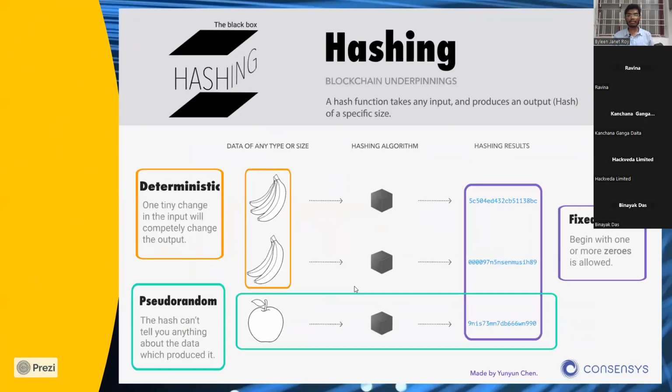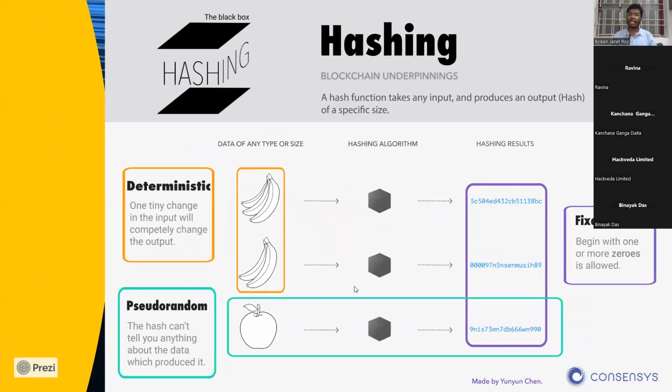This is an example of hashing. Let me take some input of any data type. It may be a banana. It is deterministic: one tiny change in the input will completely change the output. That is known as deterministic. And pseudo-random: the hash can't tell you anything about the data which you produced. That is how the hash works.